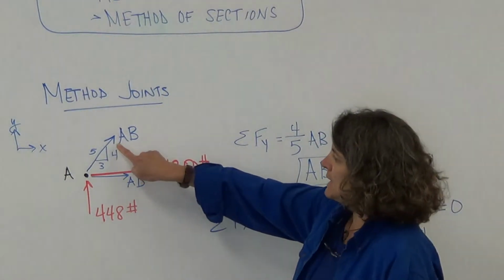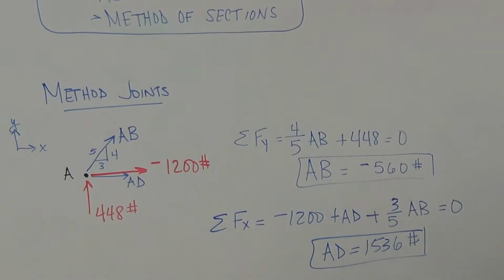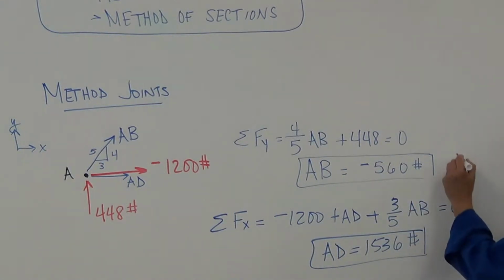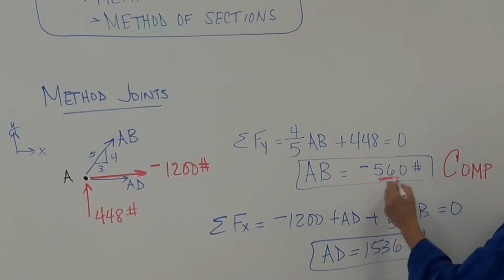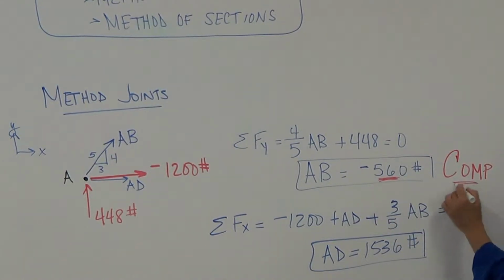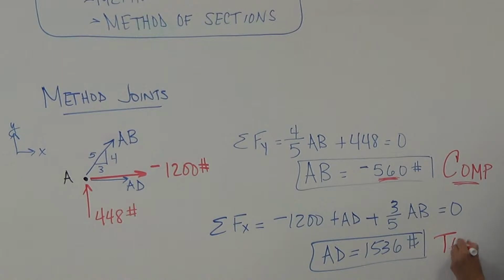So now, key thing, what does this mean? AB, I drew it in tension. I got a negative value, so what does that mean? Is it in tension? No, it's in compression. So not only do I have to give the value of the load, I also have to say whether it's compression or tension. AD was drawn in tension, I got a positive, it's tension.